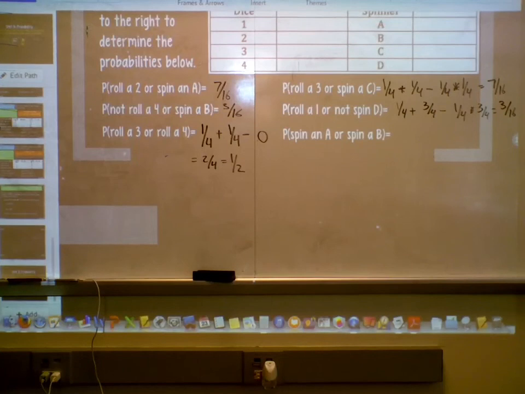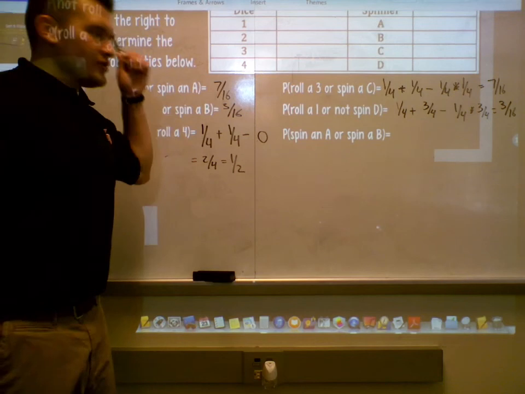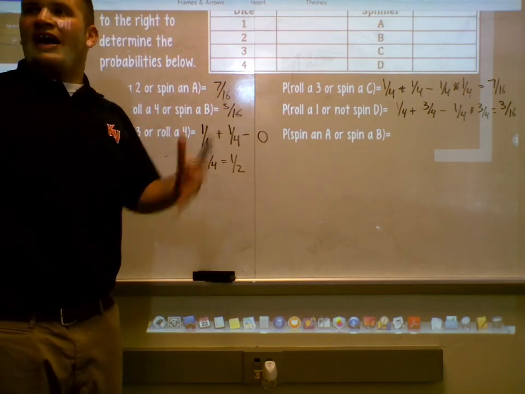Last one. Spinning A or spinning B. Can I get A and B on the same spin? No. These events are mutually exclusive. They're not allowed to happen together, are they?